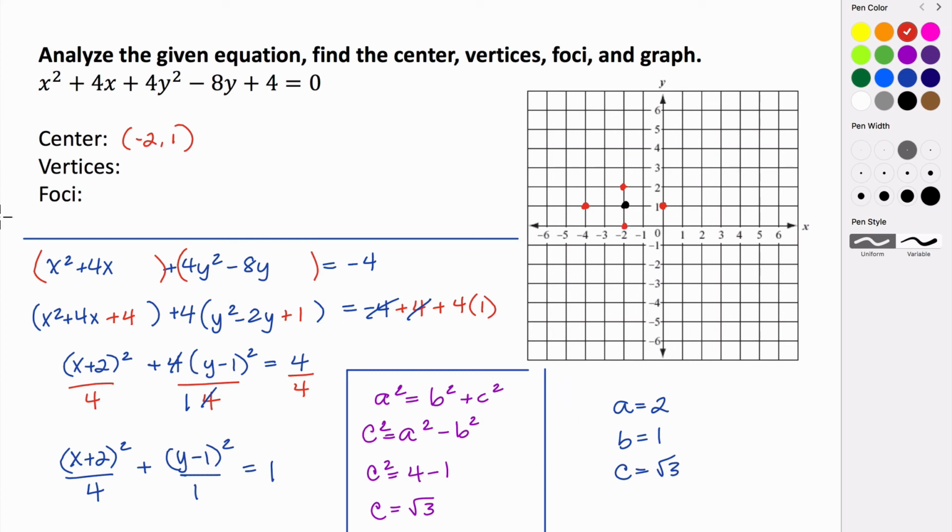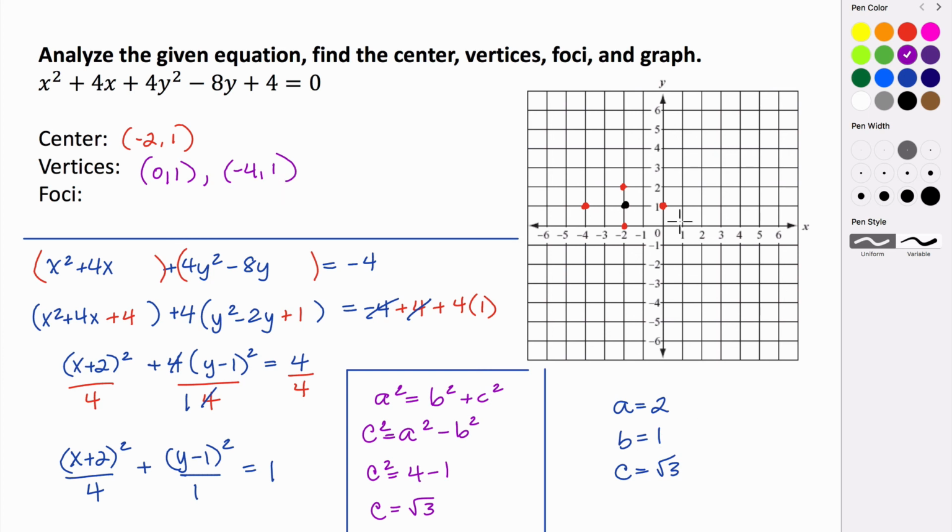So let's find the ordered pairs of our vertices. Because we went 2 units to the right, that was a change in the x value. So we went right 2 units. That puts us at 0, 1. And then we also went left 2 units. So from -2, 1, that's going to put us at -4, 1. So those are our 2 vertices.